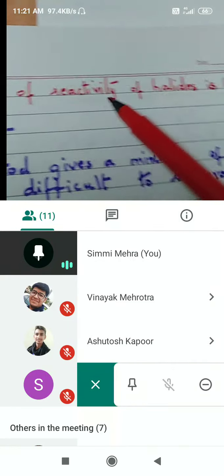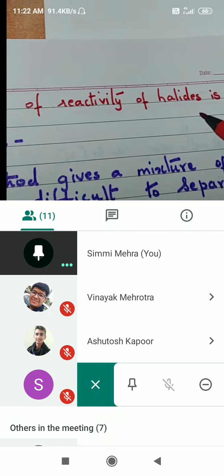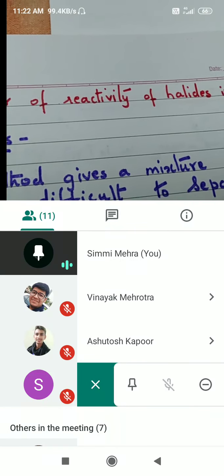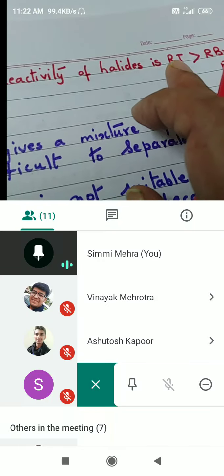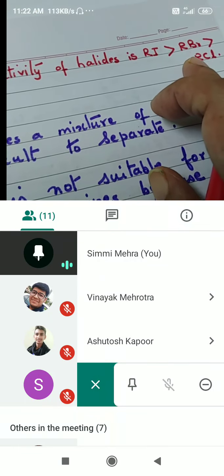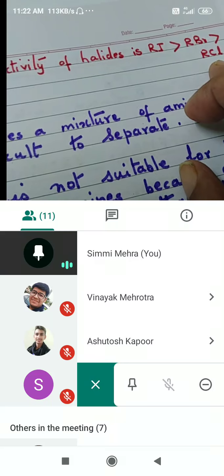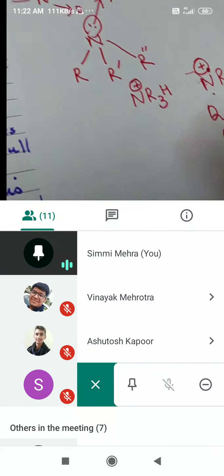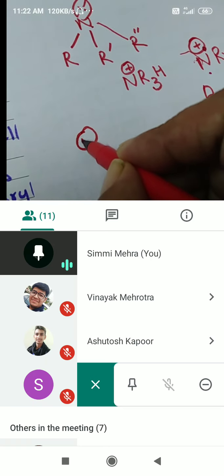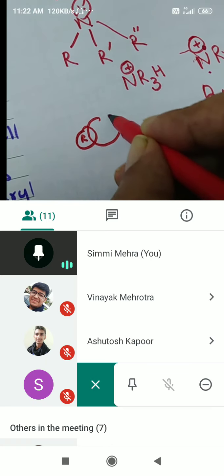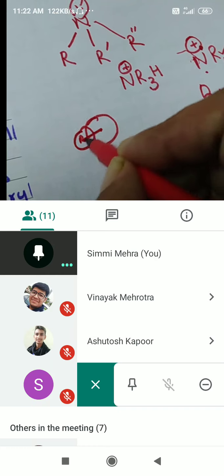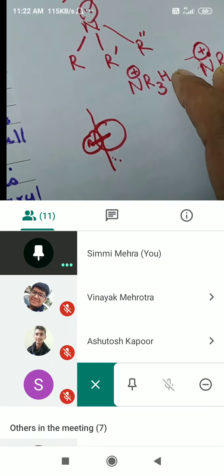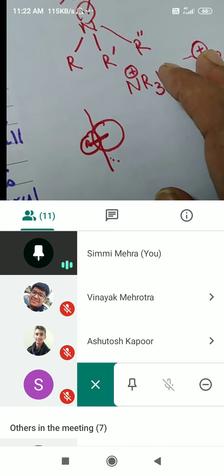First is order of reactivity of halides. Wherever we use alkyl halide, that is RX, the order of reactivity is always going to be RI greater than RBr greater than RCl, because iodine is a bulky atom. Between the alkyl group and iodine, the extent of overlap is less and bond length is more. This is a weak bond, so it is more reactive because of the large size of iodine.